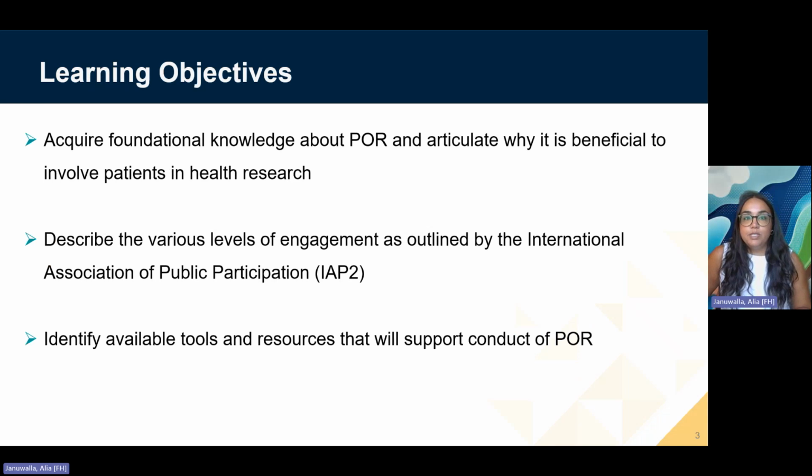The learning objectives for today are to acquire foundational knowledge about POR and articulate why it is so beneficial to involve patients in health research, to describe the various levels of engagement that patient partners can be involved with, and to identify available tools and resources that will support the conduct of patient-oriented research.